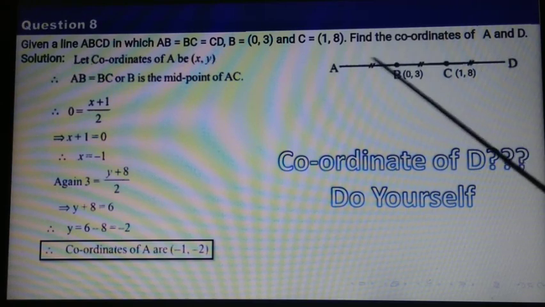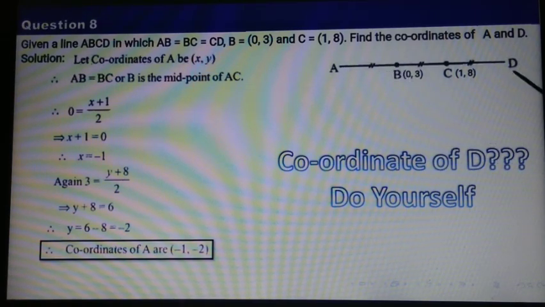Now the next part will be done by yourself. Forget about this part. Just take BD. C is the midpoint of BD, and call the coordinate of this D to be (x, y), or you can take it to be (a, b). So this becomes your (x1, y1), this becomes your (x2, y2), and this becomes your (x, y). So find the value of a and b. You may pause the video to note down.